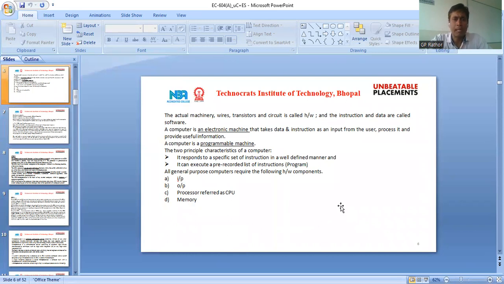So we have to know some fundamentals of computer. A computer is an electronic machine that takes data and instruction as input from the user, processes it, and provides useful information. A computer is a programmable machine. The two principal characteristics of a computer: first, it responds to a specific set of instructions; second, it can execute a predefined, pre-recorded list of instructions. All general purpose computers require the following hardware components: input, output, process represented by a CPU, and memory.